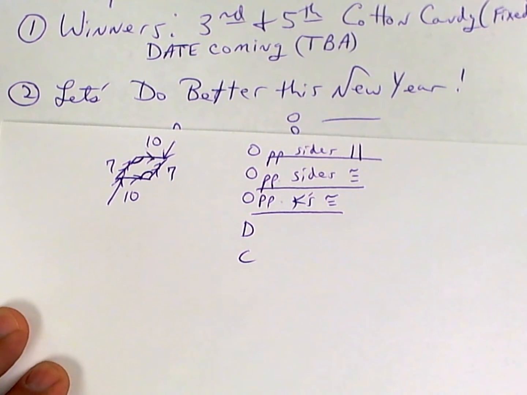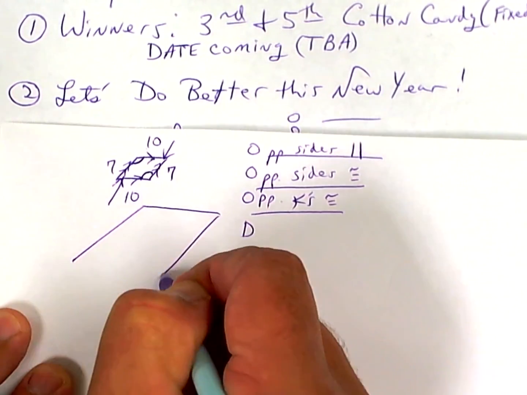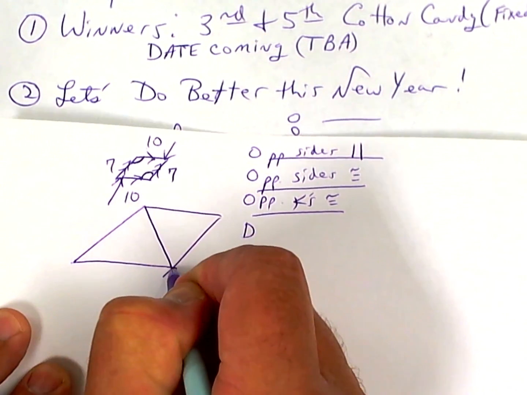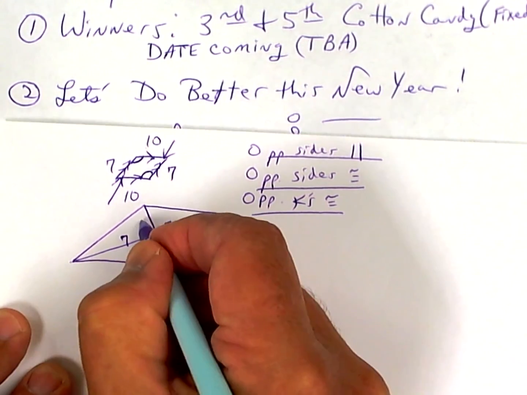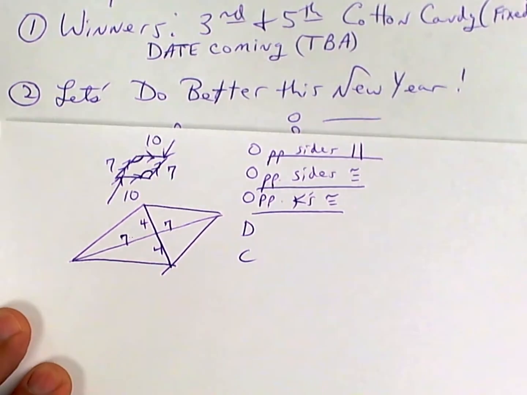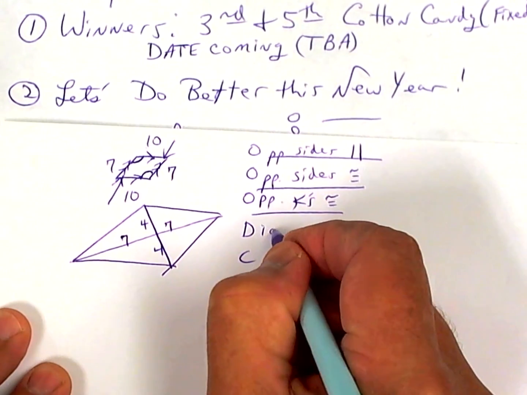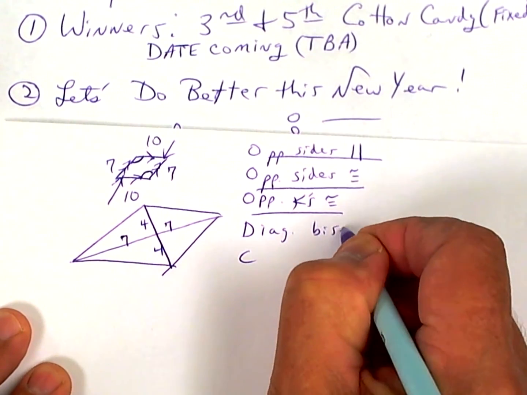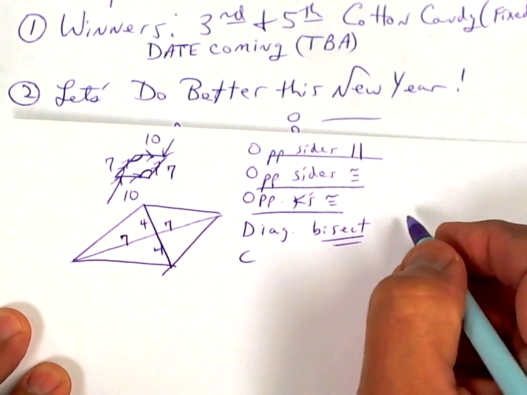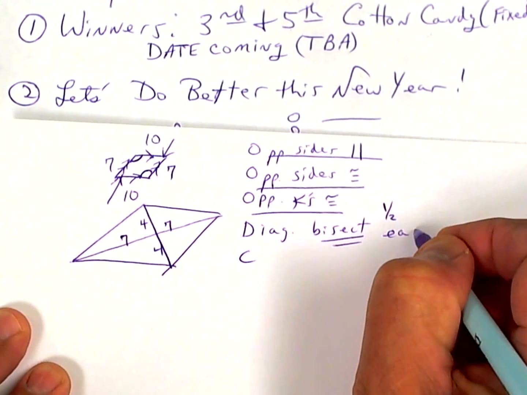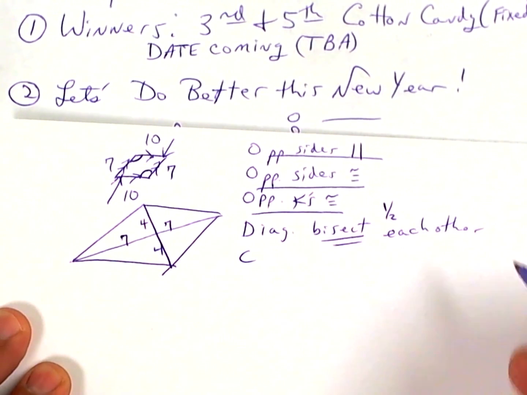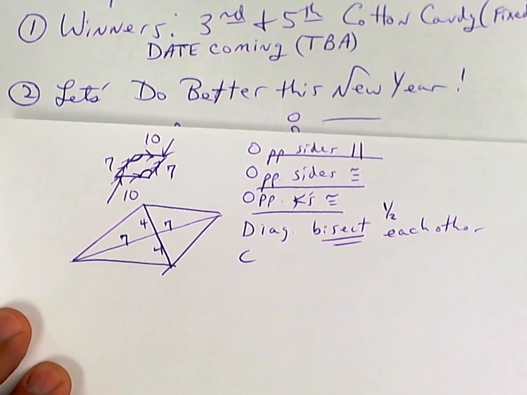Okay, let's keep moving. Diagonals bisect each other. So this diagonal will cut this big long one in half. So this 7, let's say, and this might be 4. So they cut each other in half. So diagonals bisect. Remember, that's a special word. Bisect means half. Bisect each other. They cut each other in half is what the word bisect means.